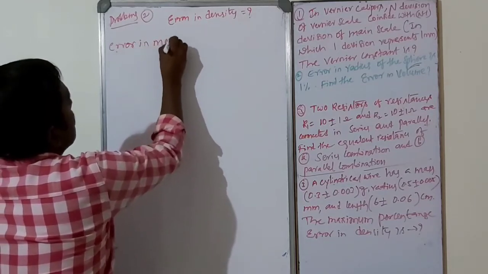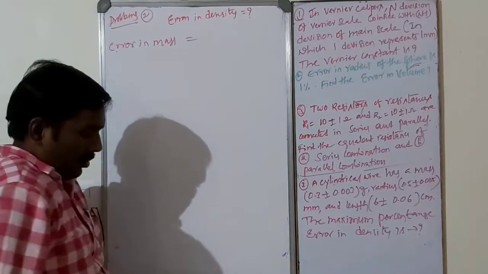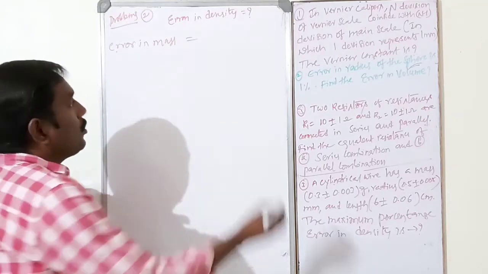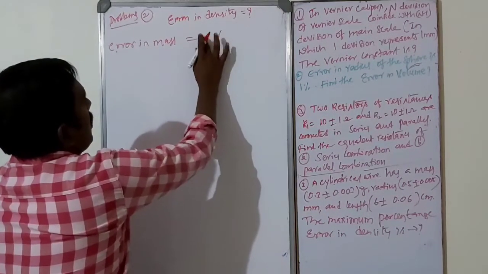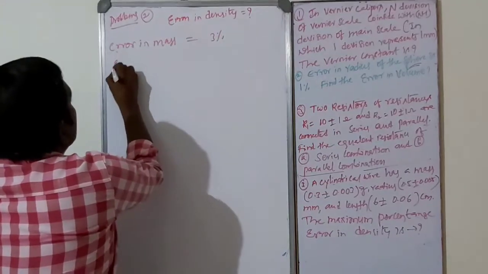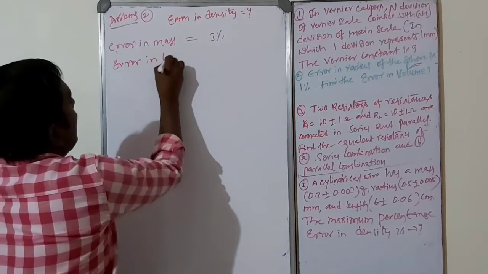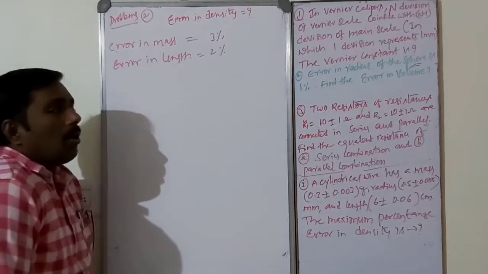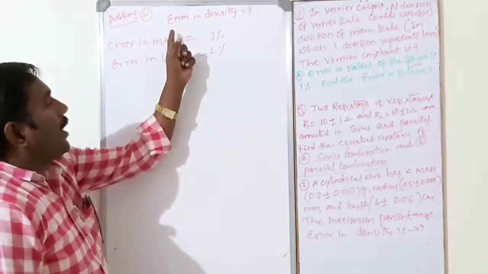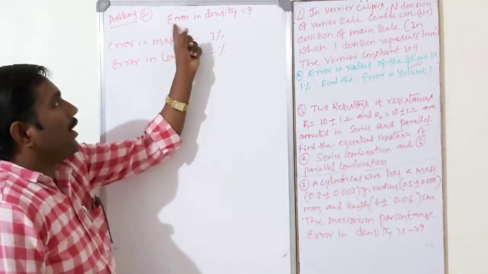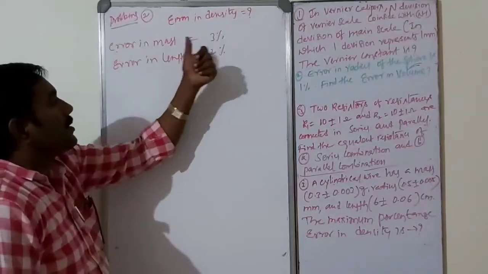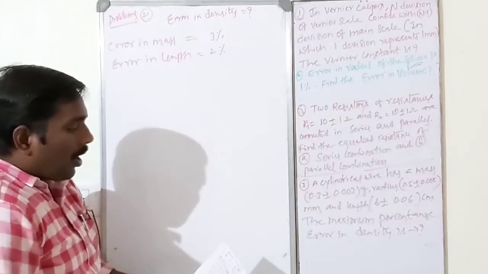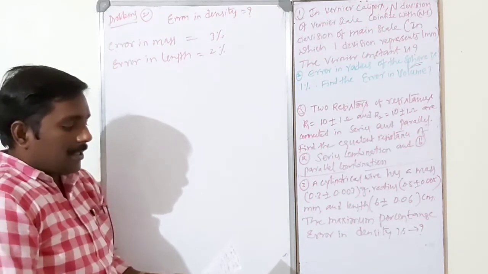Error in mass and length are 3% and 2%. Similarly, error in length 2% will be given. So in this case, find out the error in density. If error in mass is 3%, error in length is 2%, so already given. So what is the error in density of the cube?